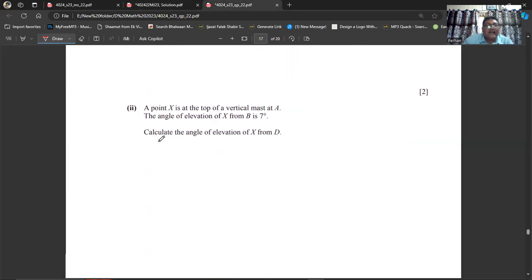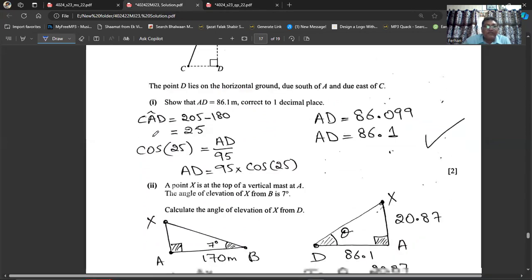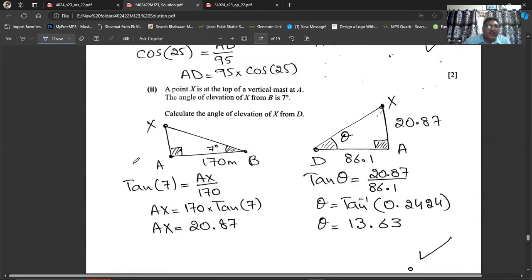Then it says a point X is at the top of a vertical mast at A. The angle of elevation of X from B is 7 degrees. Calculate the angle of elevation of X from D. Very simple, straightforward question. On A we have a mast, and you look at the top of the mast from B. AB is 170 meters, the angle of elevation is 7 degrees, and AX is the question.